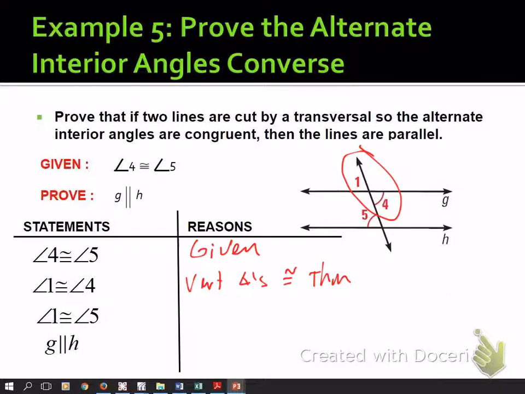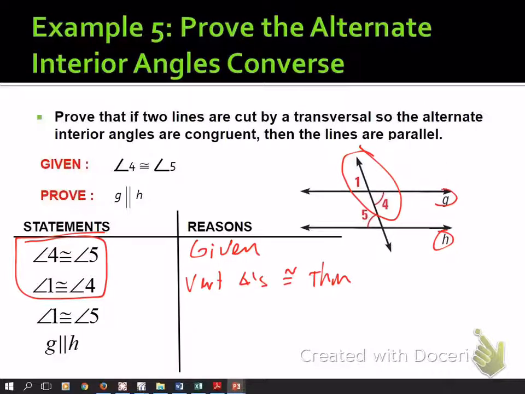Now, 1 and 5 are congruent. How do we know that? Well, actually, we can use these two statements here. We can't use the fact that 1 and 5 are corresponding angles. Why can't we do that? Because we don't know that G and H are parallel yet. We don't know that the corresponding angles are congruent. So 1 and 5 are congruent. That is true. But it's not because they're corresponding angles. And that's because we don't know the lines are parallel.